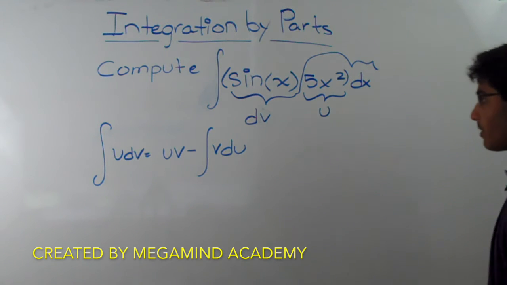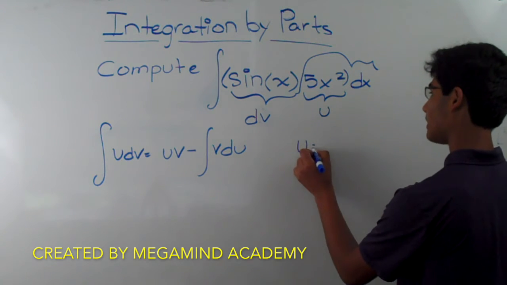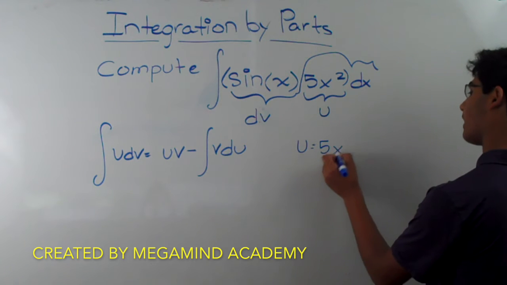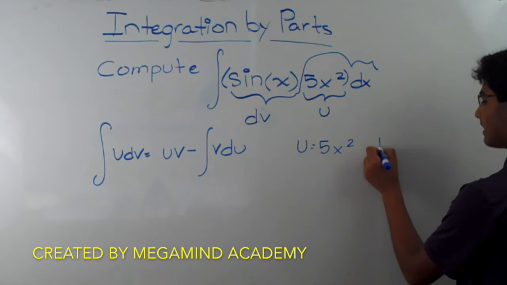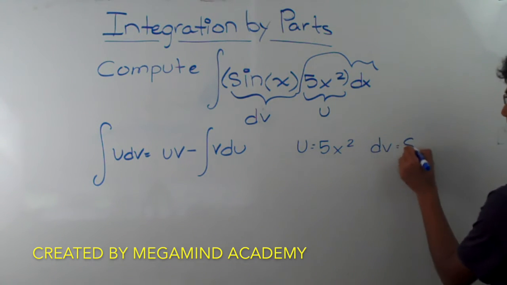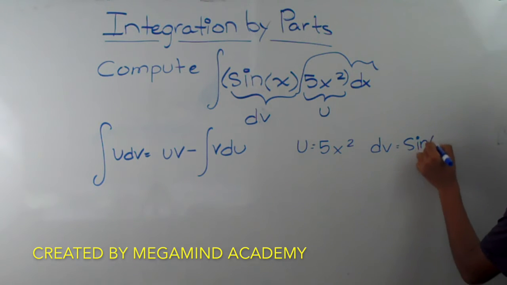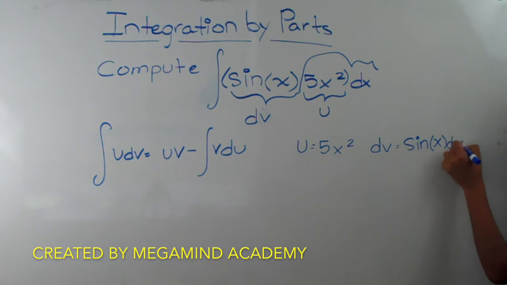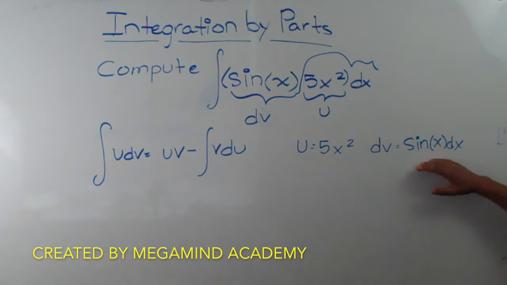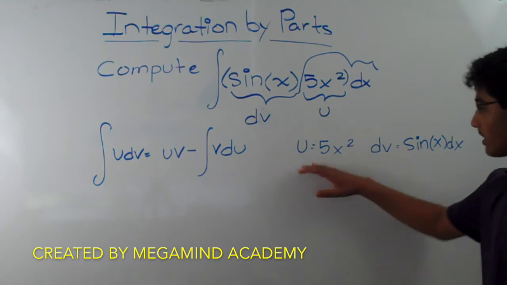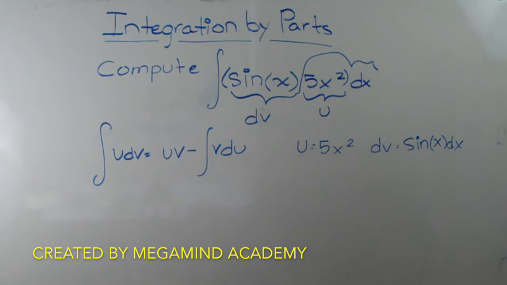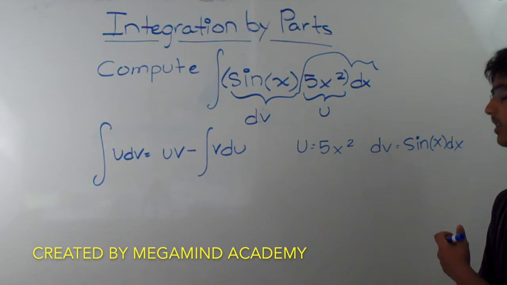So let's do that. We have u is equal to 5x squared, and dv is equal to sine of x dx. So dv is always going to be the thing that we're taking the integral of, and it's going to come back to itself. And u is going to be the thing that we're going to take the derivative of, and it's slowly going to have all the x's be cancelled out or be gone.